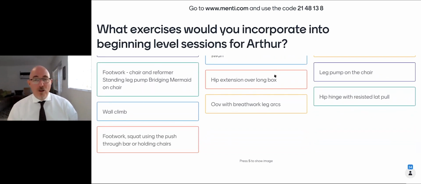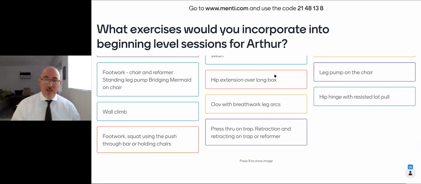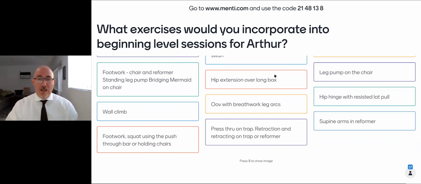Now, how are we going to know if we're actually helping Arthur with his sit to stand? And this is, I want you to write this inside the Q&A. But how would we know if we're actually helping him? What would we have to test again and again every time?